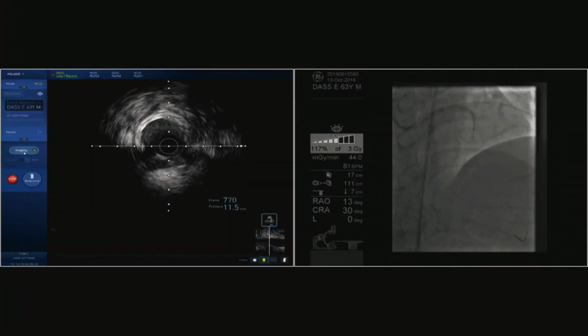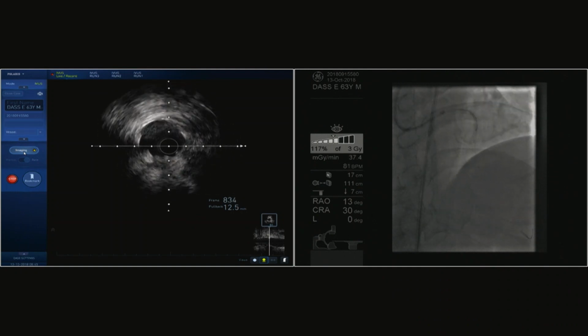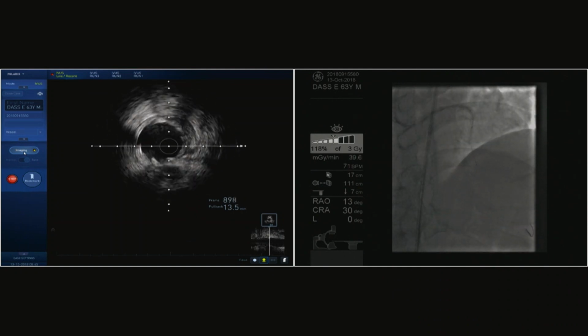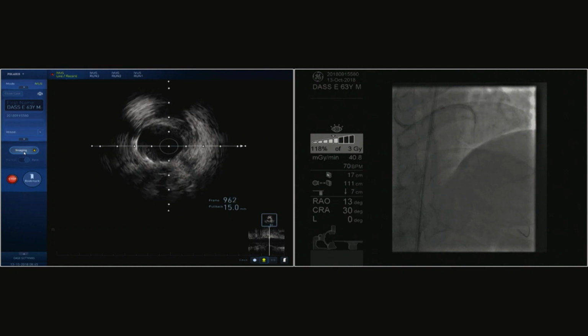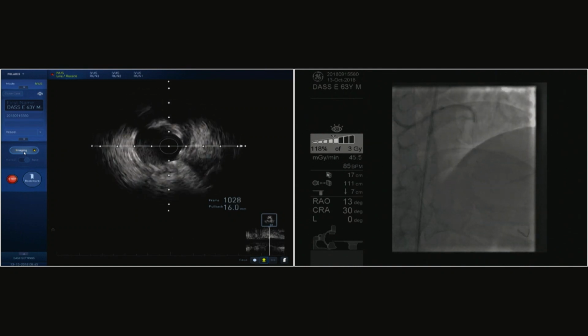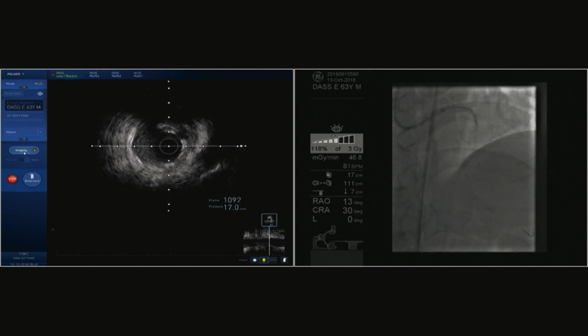But Dr. Hirohata, please make comments while it's going on. I'll just make a comment and then you can carry on. What he was doing was making sure he didn't have distal dissections, and therefore that was deployed at optimal pressures.